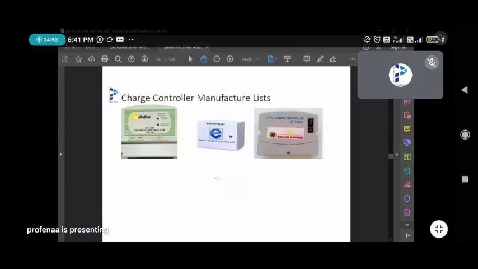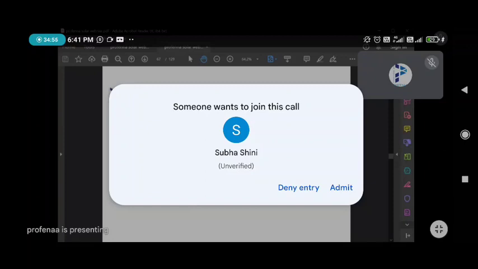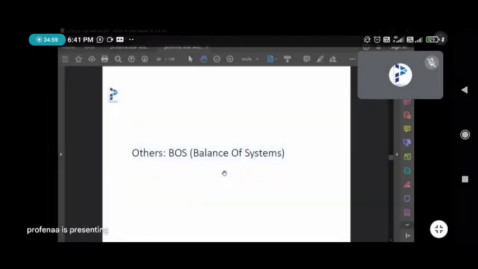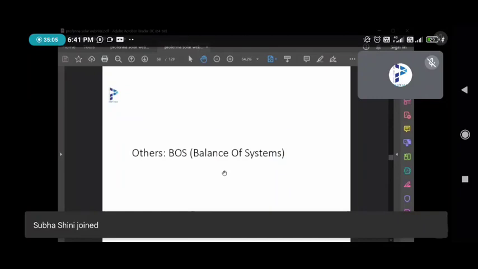These are the charge controller manufacturers. So Stellar is there, Enertech is there, solar power is there. So, balance of system. Everything is over. The main components are over: structure, inverter, module, and batteries as well. Balance of system, the small system, is there.